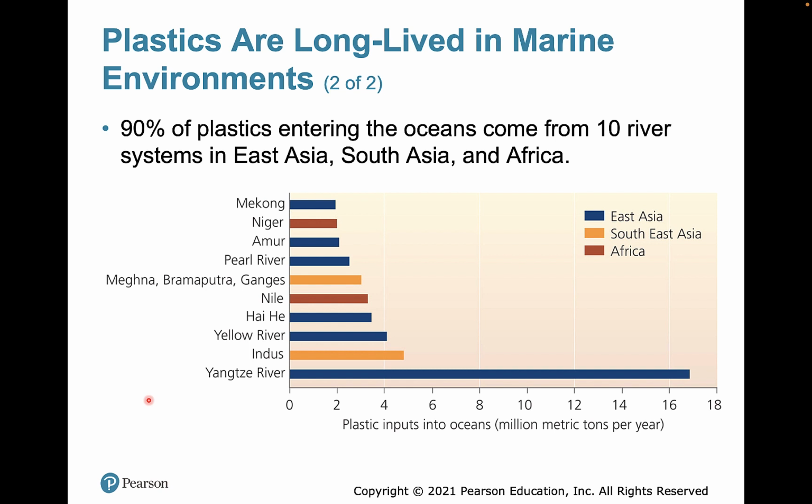90% of the plastics that make their way into the ocean come from 10 river systems, mostly in East Asia, South Asia, and Africa. A lot of it comes from the Yangtze River and the Yellow River and the Hai He in East Asia.